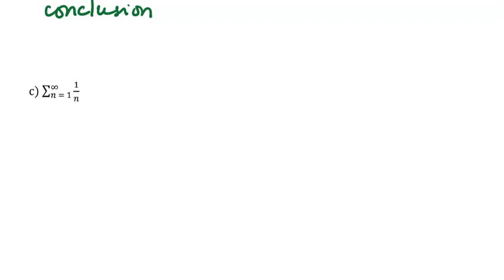Let's look at example C. In this case, a sub n is 1 over n. Let's look at the limit as n approaches infinity of 1 over n. That limit is equal to 0.